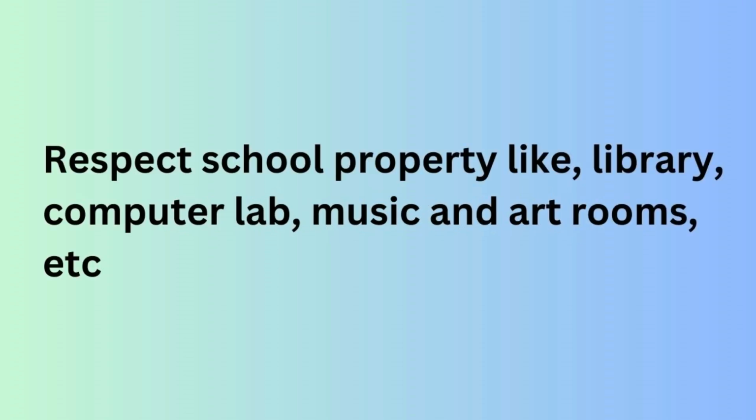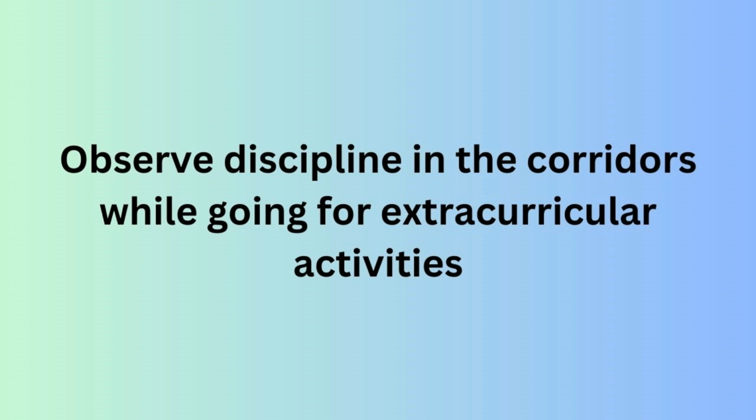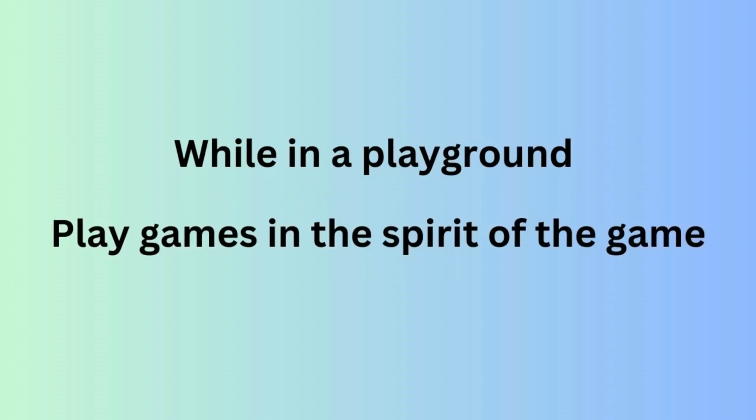Some of the points are: In morning assembly, walk in straight lines and in their respective class rows. Observe silence while the assembly is in progress and at the time of dispersal. Next is to respect the school property like the library, computer lab, music and art rooms. Next, to observe discipline in the corridors while going for extracurricular activities. Next is, while in a playground, play games in the spirit of the game. Winning and losing are all part of the game.